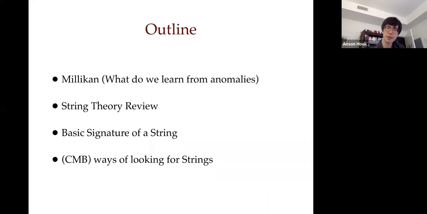Okay, so the general outline for the rest of the talk will be: first, I'm going to discuss why this is a Millikan experiment. Basically, what do we learn from 't Hooft anomalies? In particular, I will argue that what you learn from 't Hooft anomalies is the quantization of electric charge. Second, I'll do some basic review of strings in the universe. So basically, how do strings evolve? How are they produced? And things like that.